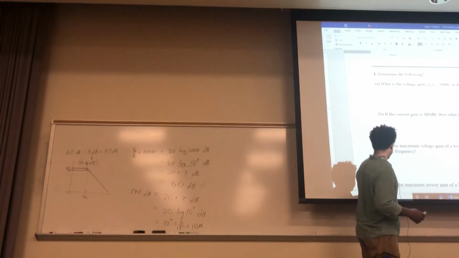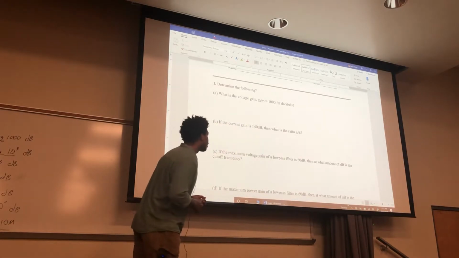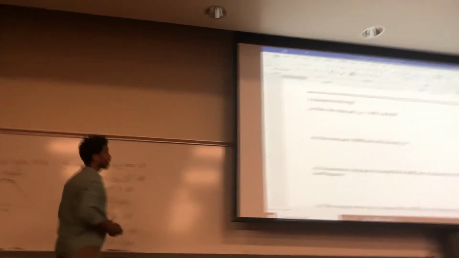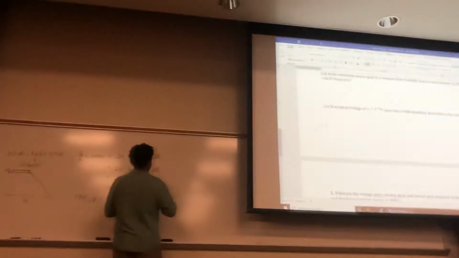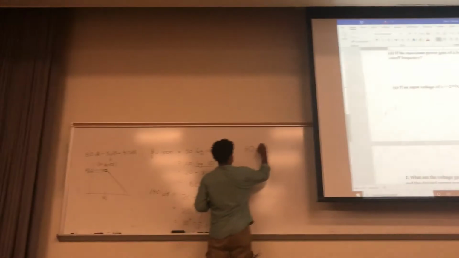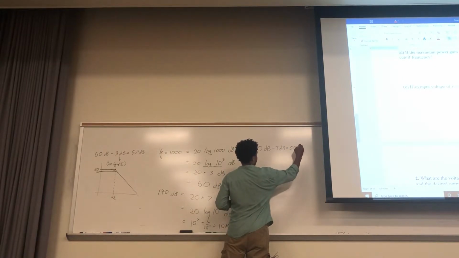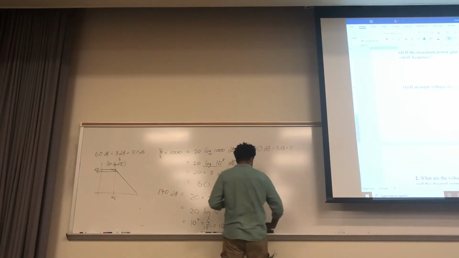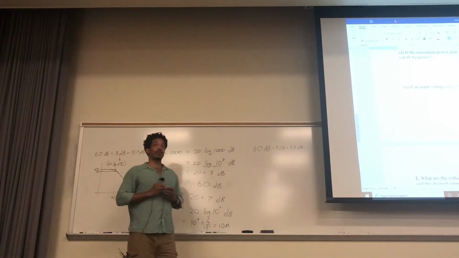Okay, so this one, if the maximum power gain of a low-pass filter is 60 decibels, then at what amount of decibels is the cutoff frequency? For this one, for power, you're starting off at 60 decibels of power. You're minusing 3 decibels. That's going to be 57 decibels of power. But remember, in the power regime, this is not square root of 2. That's 2, not square root of 2.